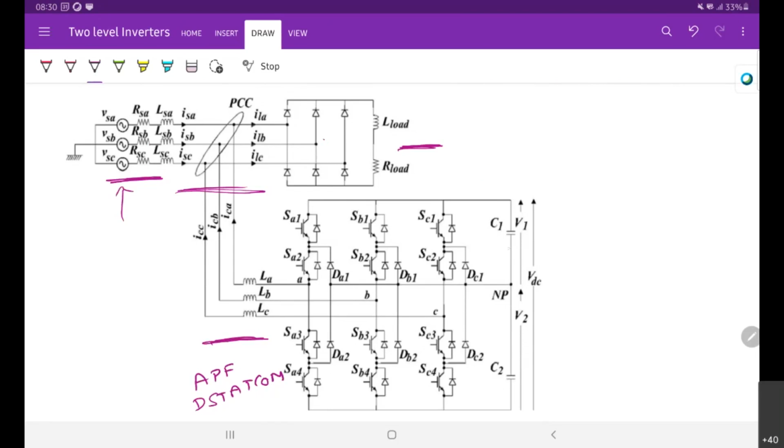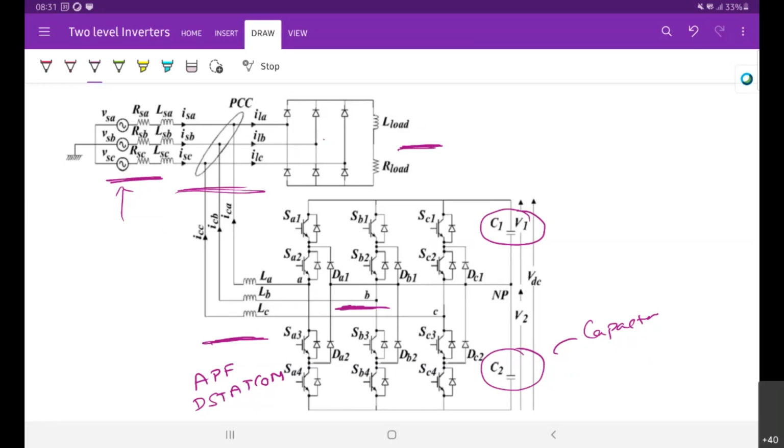This is a 3-level NPC type D-STATCOM. Here these are actually capacitors. There are no DC sources here. Some voltage is maintained across these capacitors. In the case of motor drive applications, these are actually DC sources which are fed from a 12 pulse rectifier, as we discussed in earlier classes.